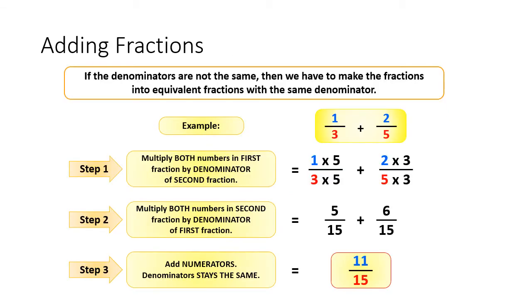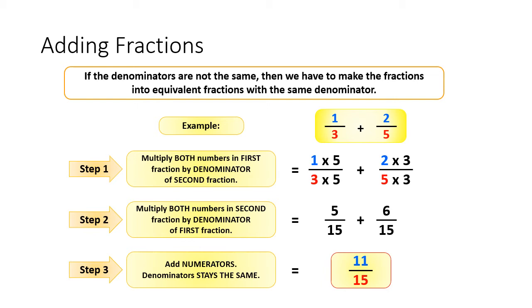The addition of fractions is never quite so easy. If the denominators are not the same, then we have to make the fractions into equivalent fractions with the same denominator in order to be able to perform the operation. So in an example, let's look at 1/3 plus 2/5. Step 1, multiply both numbers in the first fraction by the denominator of the second fraction. So 1/3 is the first fraction. Both of these numbers are going to be multiplied by the denominator of the second fraction, which is 5.